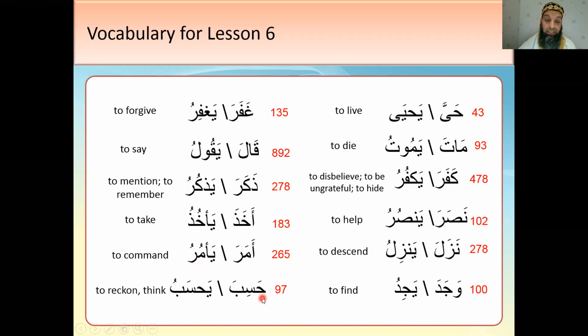265 times. Hasiba yahsabu. ولا تحسبن الذين قتلوا في سبيل الله أمواتا. Do not think of the people who have been killed in the way of Allah as dead. Nay, they are alive with their Lord and their provision, right? So hasiba, to think. And even in Urdu, when you do hisab of your shop or of your business, you're thinking, you're reckoning. يوم يقوم الحساب, the day of reckoning.